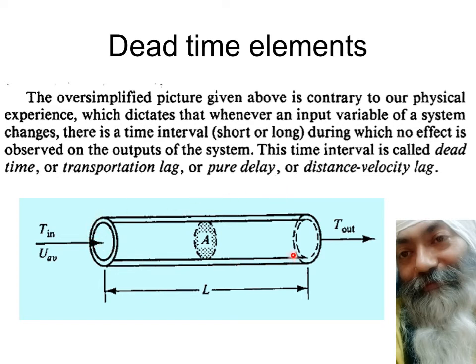And this pipe, the connecting pipe as such, becomes the dead time element. And in a plant there are lots and lots of these interconnecting pipes from where the material is flowing from one place to another, and so on and so forth. So every pipe introduces its own dead time. So all these pipes, for example, become the dead time elements.